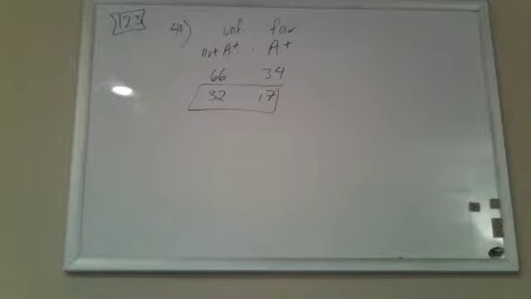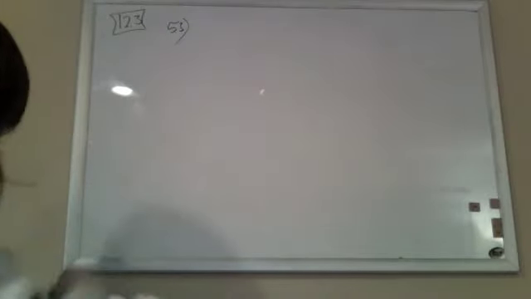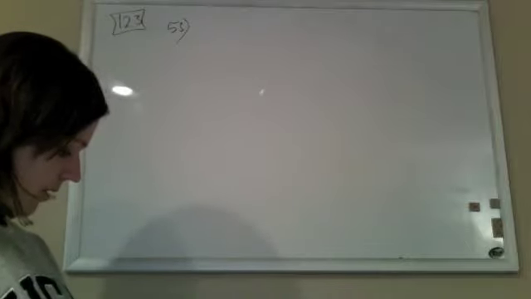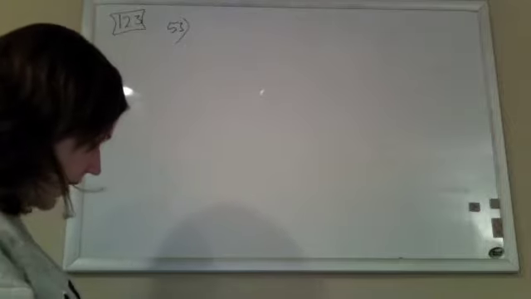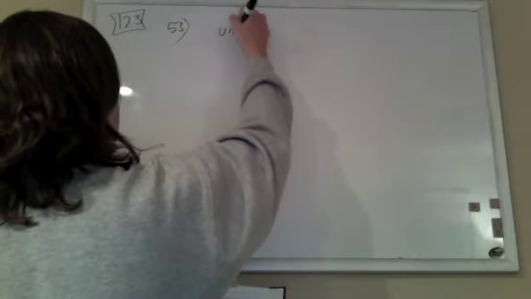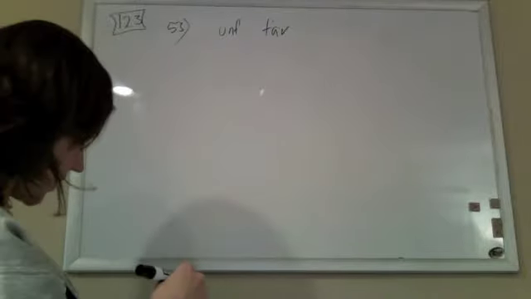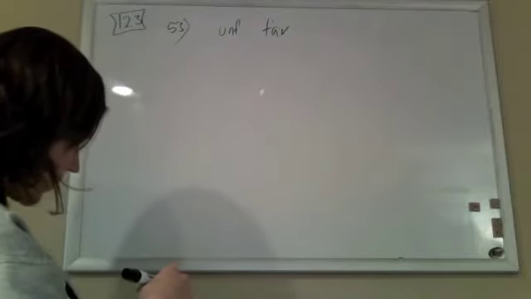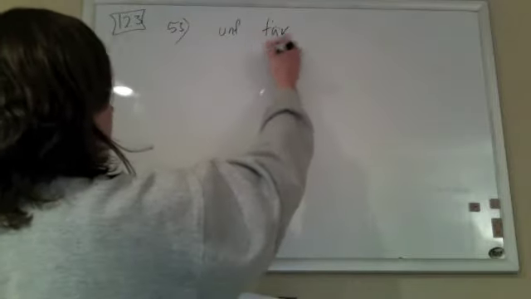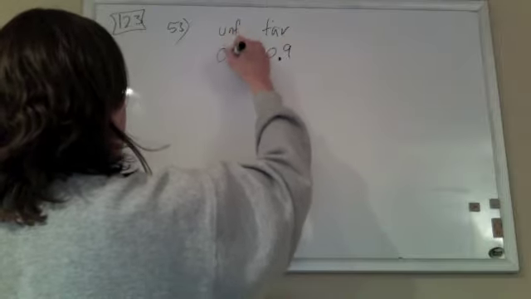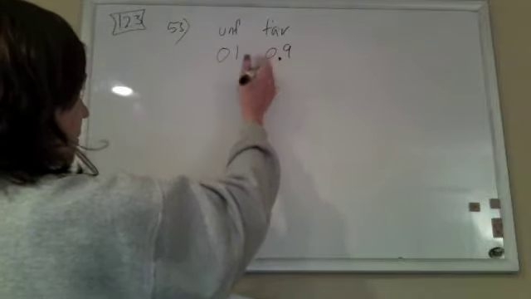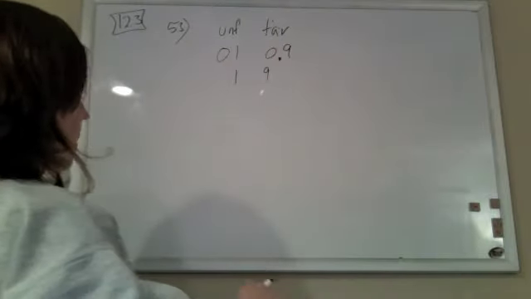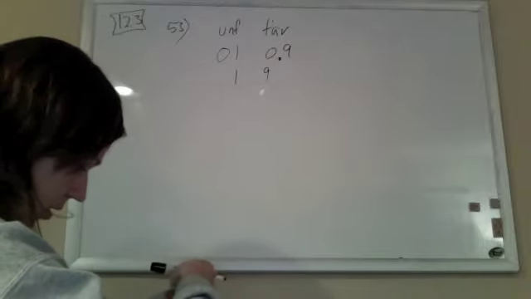Last one, 53. Suppose that the probability that a rock concert sells out is 0.9. Determine the odds against the rock concert selling out. So unfavorable to favorable are your odds against. The probability of the rock concert selling out is 0.9. So the probability that it doesn't sell out is 0.1. So if you just multiply these both by 10, you get 1 to 9. So 53, 1 to 9.